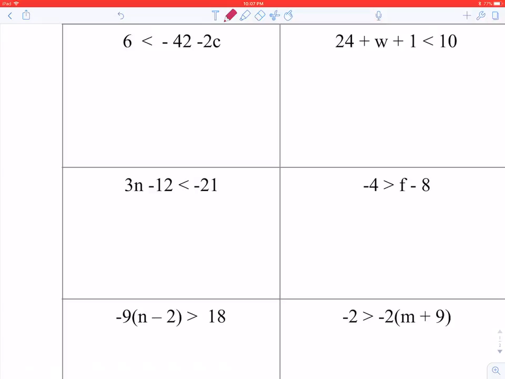Number 3, 6 is less than -42 minus 2 times c. We're going to take care of the number that's not attached to the variable first, so we're going to need to take care of this -42. Well, if that's -42, and something interesting happens here. If that's -42, in order to zero that out, I'm going to do the opposite. I'm going to add 42 to both sides, which is going to leave me with 48 is less than 0. And this minus 2c, that's going to become a negative 2c because we didn't get rid of that minus sign. So that minus sign essentially becomes a negative sign.